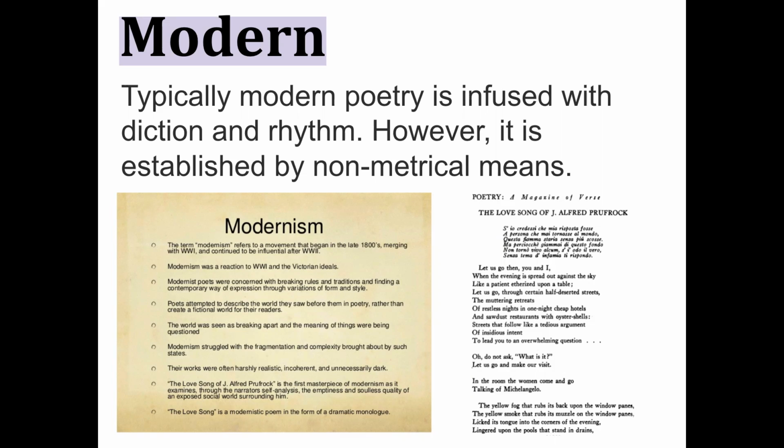The term modernism refers to the movement that began in the late 1800s and beginning with World War I and continuing to be influential after World War II. That was obviously a very big historical shift, which led to a big literary shift. A pretty big example that's very different from the traditional poets is The Love Song of J. Alfred Prufrock, and I included part of it. It's a very long poem, but you can see from the excerpt on the screen that, first of all, it looks very different from what a sonnet in a traditional poem might look like.